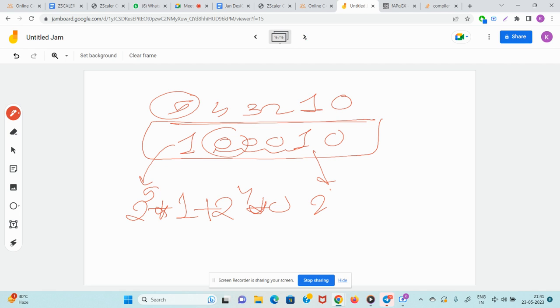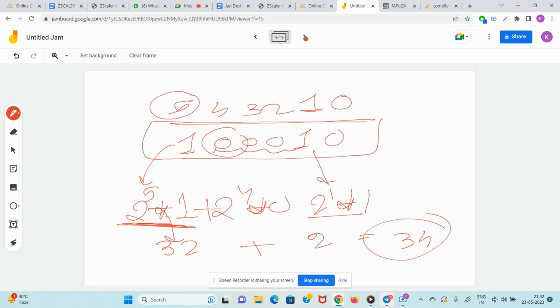Then 2 raised to 1 multiply by 1. So the answer will be what? 2 raised to 5 is what, guys? 2 raised to 3 is 8. 8 into 2, 16. 16 into 2, 32. This is 32, and 2 into 1, this is 32. So 2 plus 32, it is 34. So guys, for 34 the binary representation looks like this.